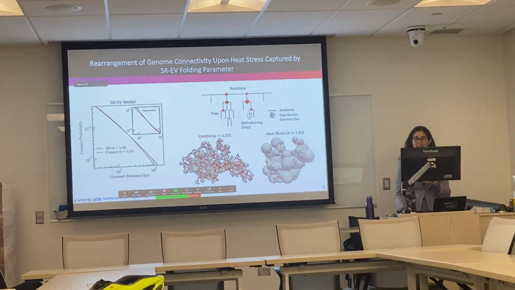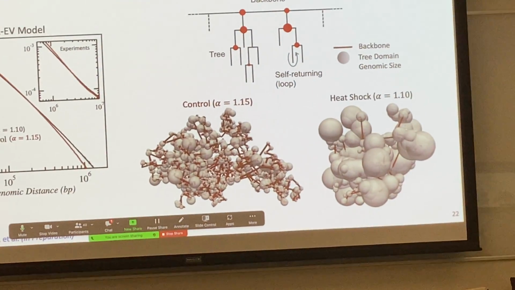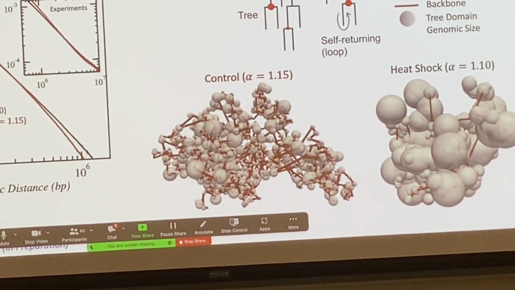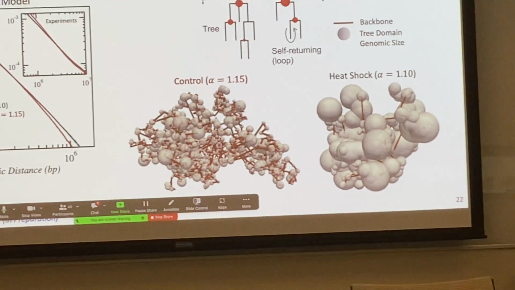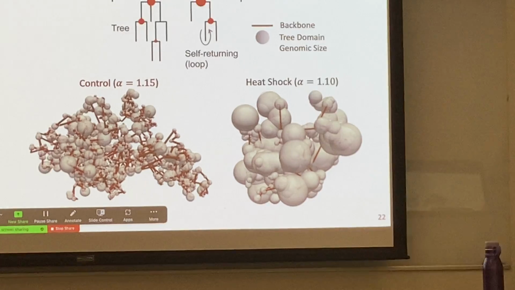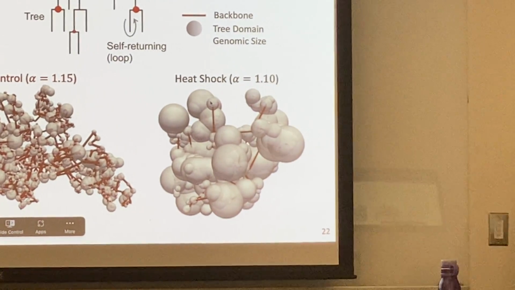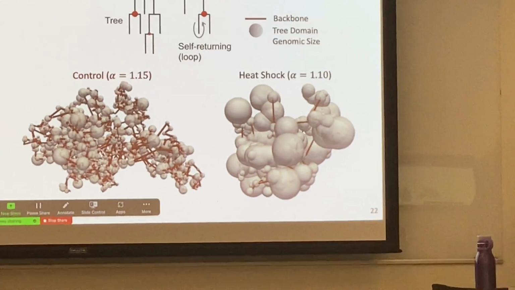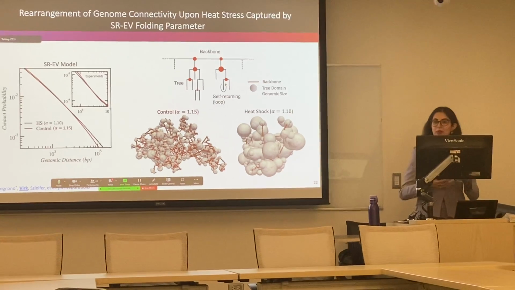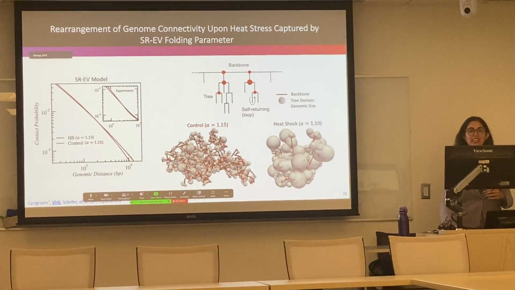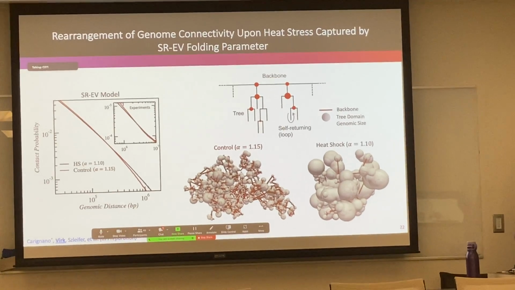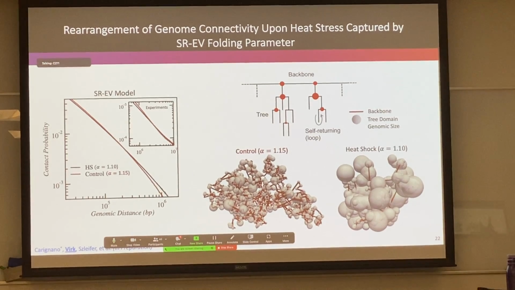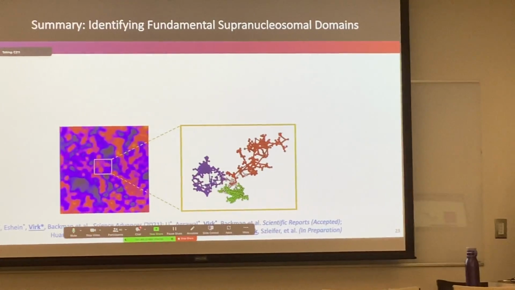So you can see the backbone in red, that there are much more backbone structures with smaller domains, which can be observed by the gray circles here. And these domains are much more connected in the control conditions, whereas in the heat shock conditions, the domains are larger and more interconnected, which increases the long-range contacts that are observed, whereas we're decreasing the short-range contacts. So overall, we have seen that the self-returning excluded volume model is able to accurately represent changes in chromatin structure with just one tuning parameter.